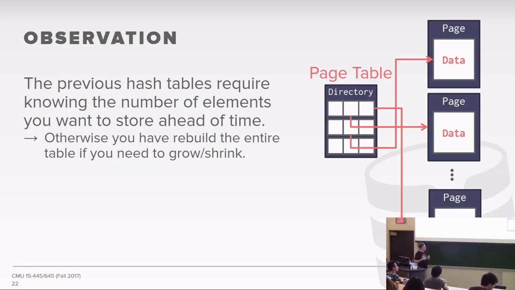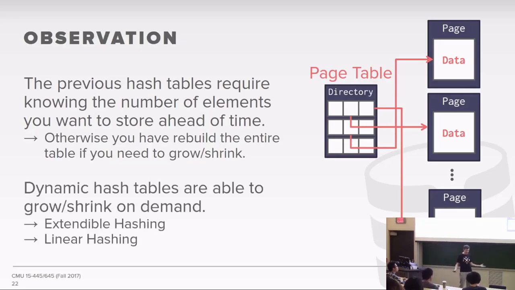Okay, so again, not all your hash tables will be statically sized. Some of them will actually grow and shrink. And so to handle this, you want to use what are called dynamic hash tables that can grow and shrink the size of the hash table on demand, right? So we'll first talk about extendable hashing, which is in the textbook, and then we'll talk about linear hashing, which is another approach, which I don't think is in the textbook, but is actually in older versions of database textbooks that are covered in other classes.